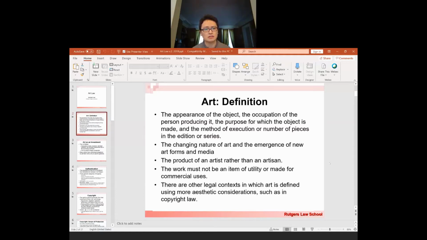So it has a changing nature. So we have to look at the changing nature of art. We have to also pay attention to the emergence of new art forms and media.